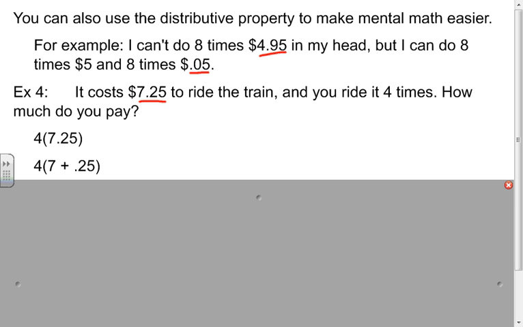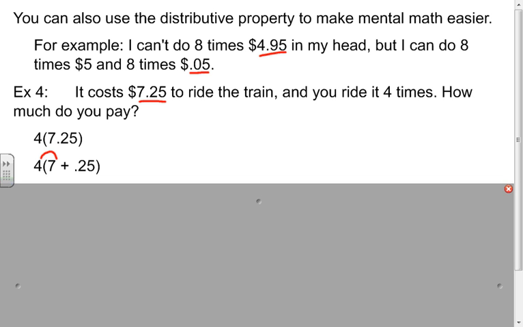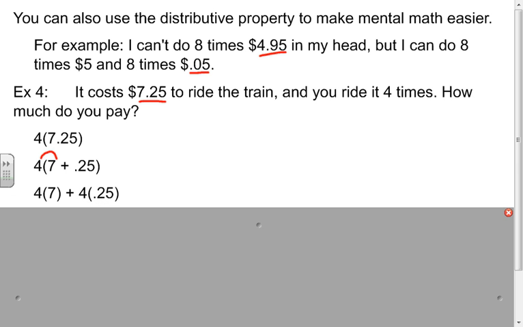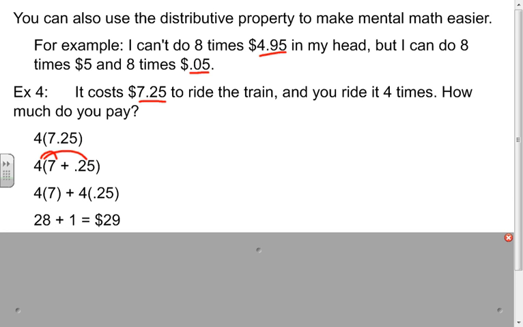Then I can use the distributive property. I can give the 4 to the 7. I can give the 4 to the 0.25. And I can do that math in my head pretty easily. 4 times 7 is 28, and 4 times 0.25 is a quarter, and I know that if I have 4 quarters, that makes $1. So 28 plus 1 gives me an answer of $29.